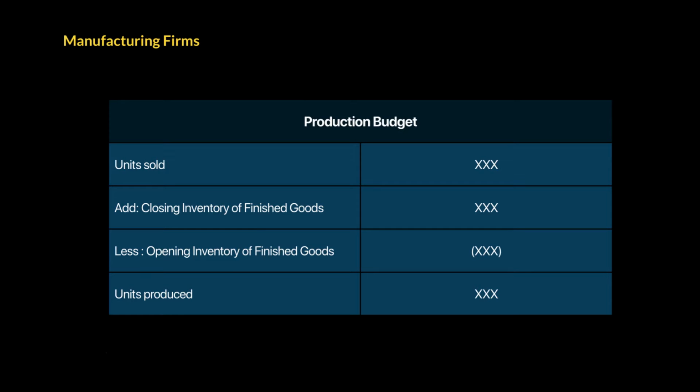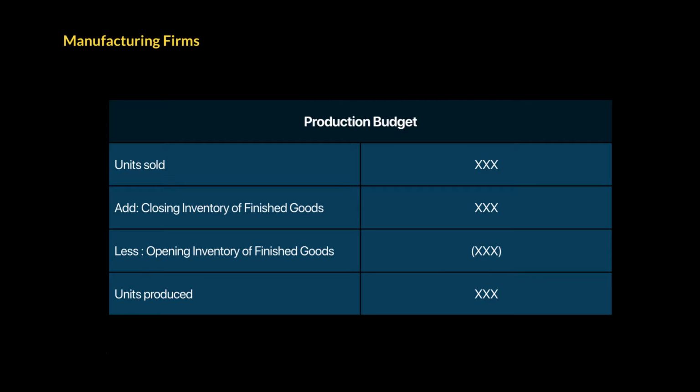Alright, so now let's turn our attention towards manufacturing firms. We've seen the non-manufacturing firms in detail up till now, and non-manufacturing firms are those firms that are buying goods from outside, so they do not have any other production or manufacturing cost. But now we will turn our attention towards manufacturing firms.